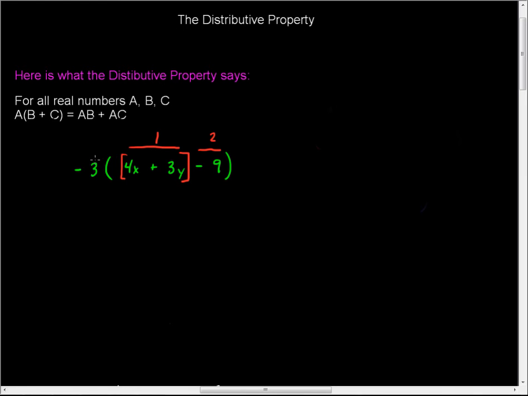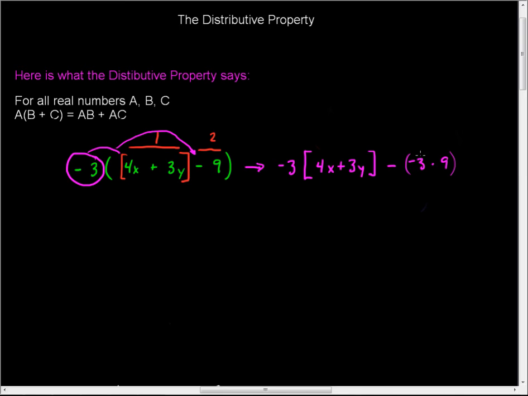So I'm going to pick up my negative 3 and distribute that negative 3 to both that first term and that second term. And I'm not going to just do it out though. I want you to see where this leads. So it's going to be negative 3 times the quantity 4x plus 3y minus negative 3 times 9. I'm going to put parentheses around that just to tell us that we have to do that first.